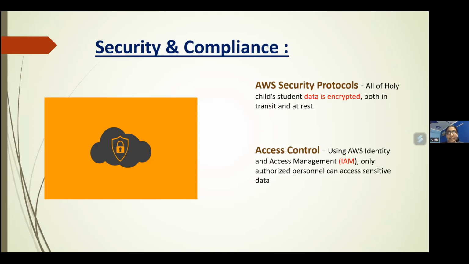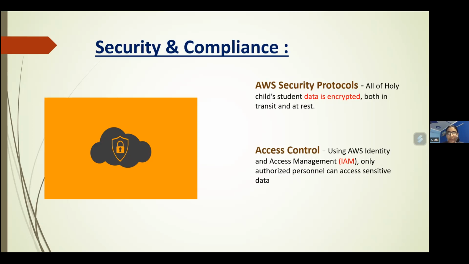Next one is access control. There is a feature of AWS called IAM, which stands for Identity and Access Management. With the help of IAM we will see who is an authorized user and who is not. If it's an unauthorized user, IAM will not provide any information to the user.